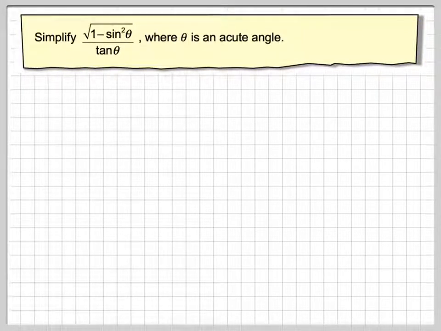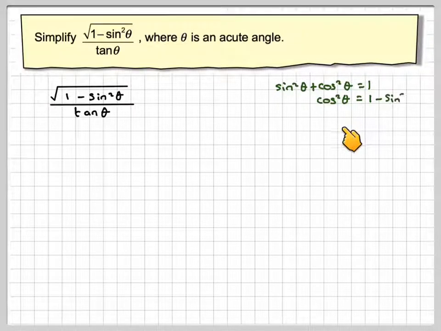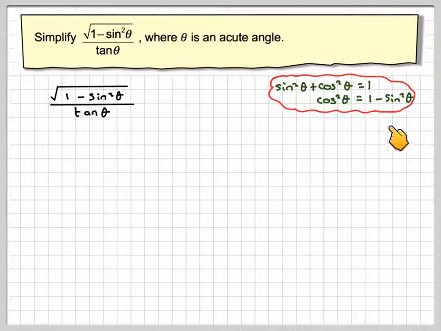Simplify the expression square root of 1 minus sine squared theta over tan theta, where theta is an acute angle. So we've got this expression, so we need to use some of the Pythagorean relationships. We know that sine squared plus cos squared is equal to 1. So it's going to give that cos squared is equal to 1 minus sine squared.